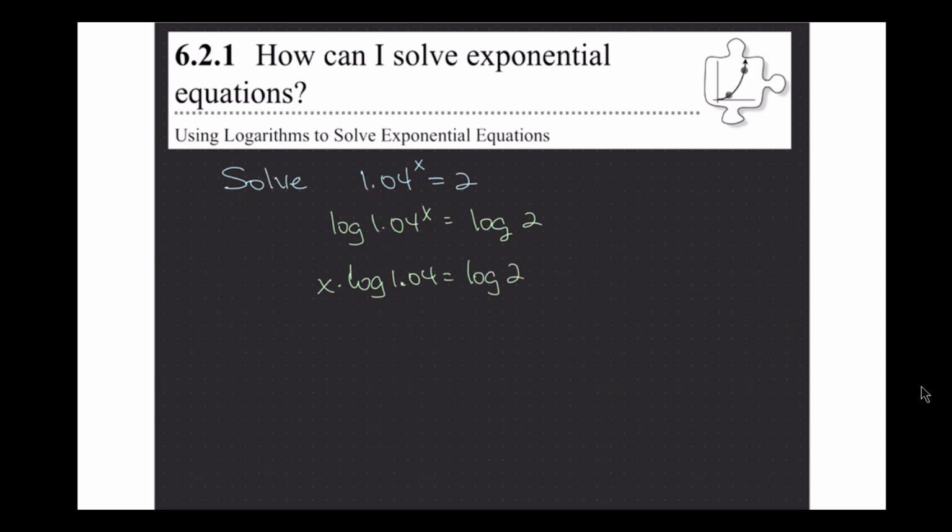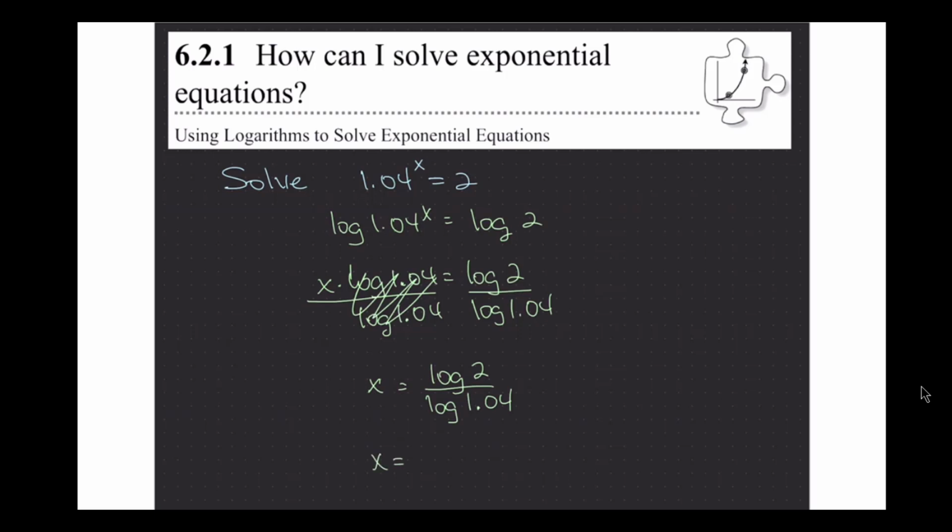And what's my goal? I want to solve for x. So right now I have x times the log of 1.04, so I need to get rid of the log of 1.04. I can divide both sides by the log of 1.04. Those are going to cancel each other out, or be 1. So then x equals log of 2 over log of 1.04.